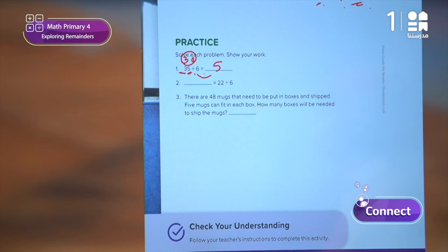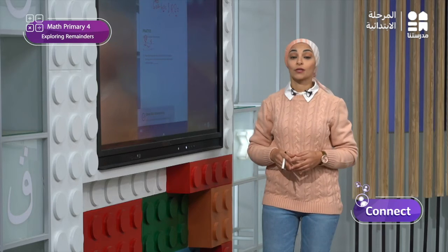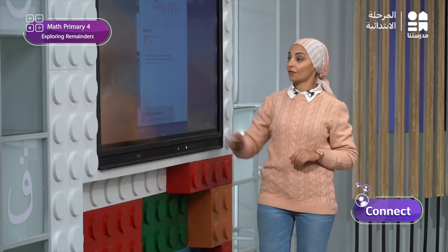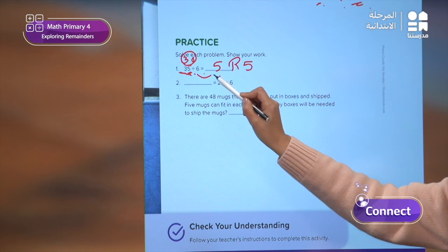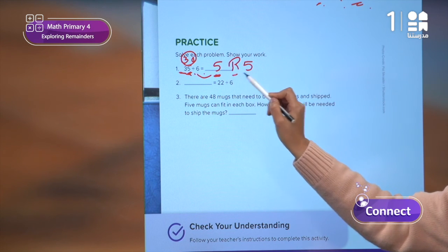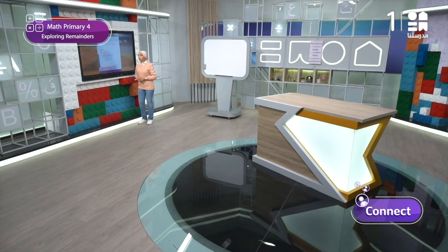So the remainder is what? What is the difference between 35 and 30? Of course, the remainder is only 5. يبقى here I must write the remainder is 5. So the answer or the quotient is 5 and the remainder is also 5. Now let's move to problem number 2.